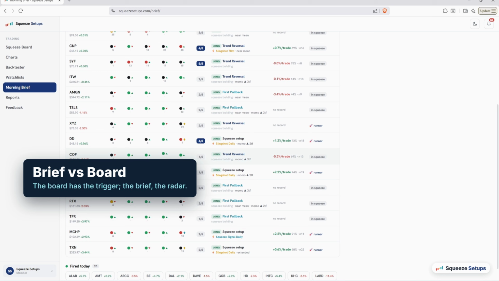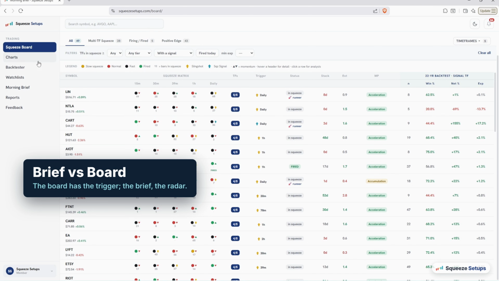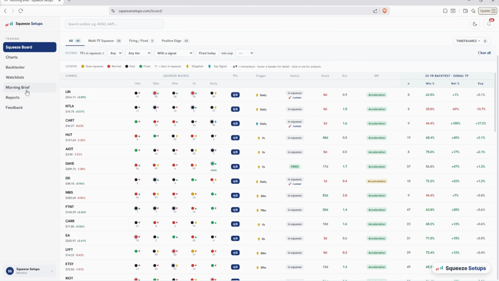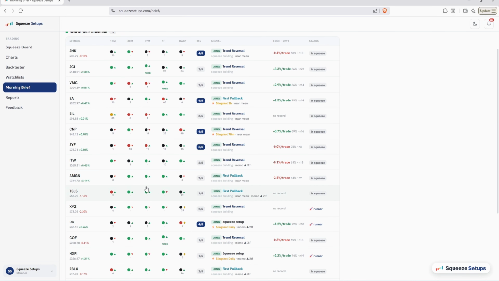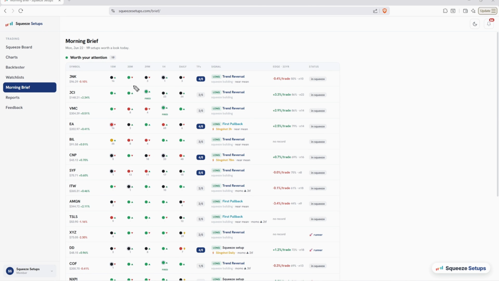So I hope that helps give you a distinction of which stocks you will see on the morning brief versus the squeeze board. The squeeze board is your narrowed list of places where you actually have the trigger, places where you have a real entry, stop, target, a setup that you can take advantage of. The morning brief helps give you places where stocks are in play, places where you have stocks with a lot of squeezes that are setting up, or places where we think that slingshot squeeze or squeeze signal is likely to come, and you can start to pay attention.